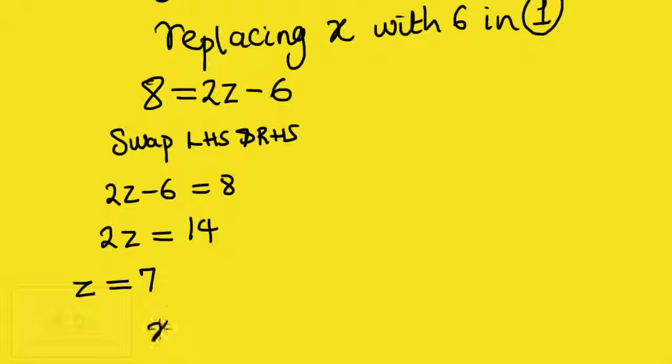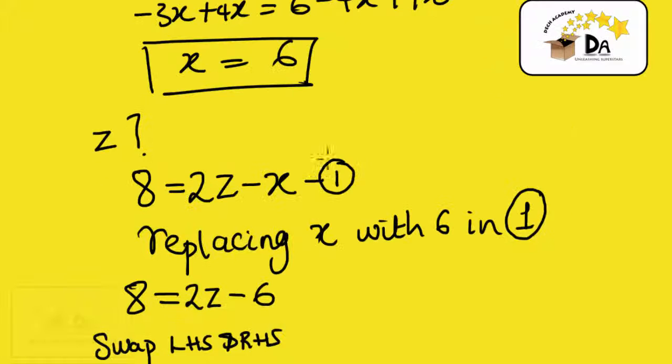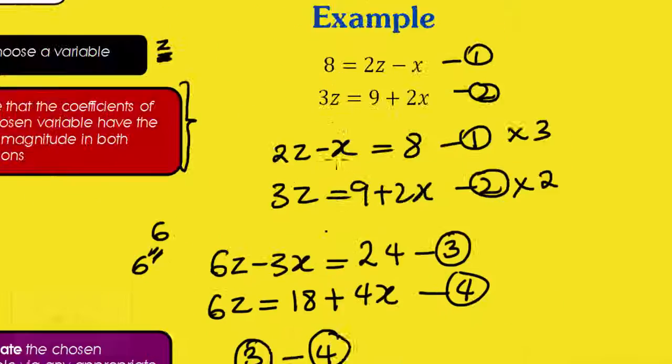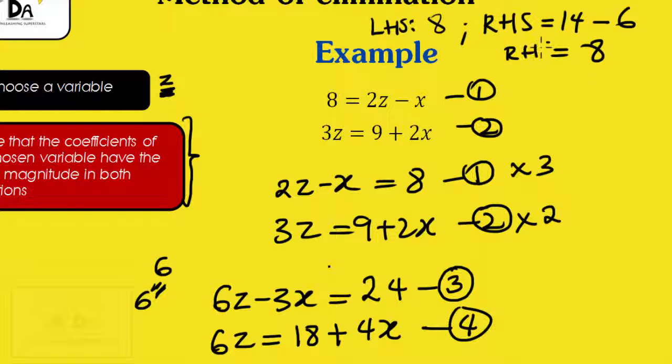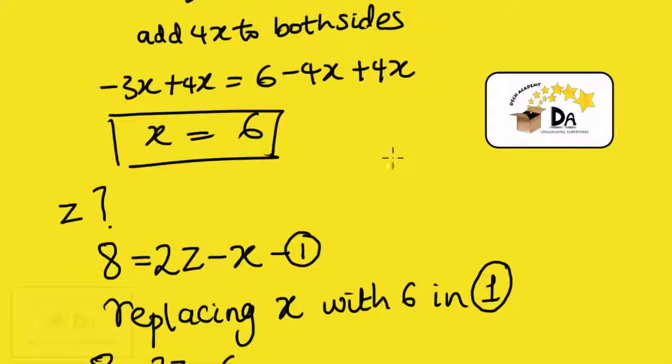So we have that x is 6 and z is 7. Substituting this result into the original equations will show you that they are valid because the equations will be satisfied. So let's try here. In equation 1, the left hand side is 8. The right hand side is 2z minus x. Our z is 7, so 2 times 7 is 14. Our x is 6. 14 minus 6 is 8. So our right hand side is equal to the left hand side when z is 7 and x is 6. So there you go with the method of elimination.